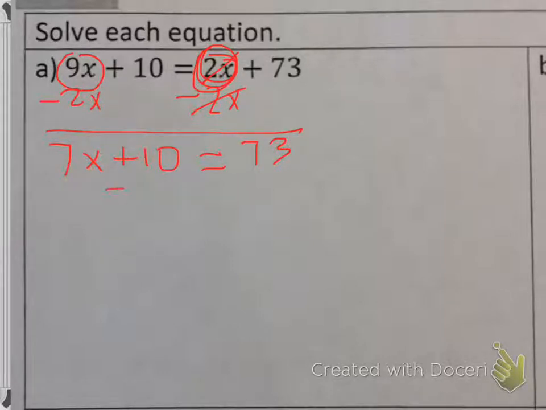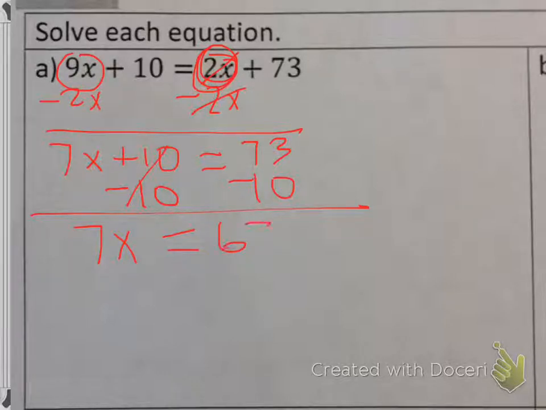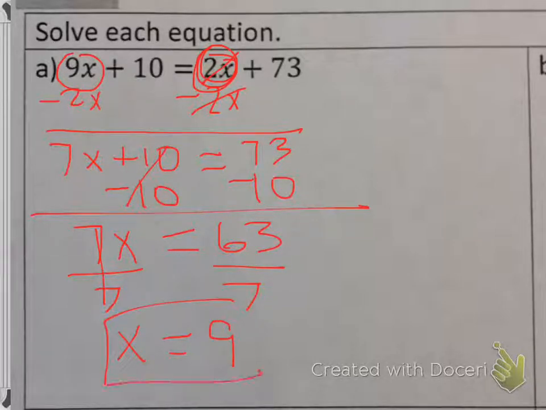So I need the 7x by itself, so I have to get rid of the 10. To get rid of the 10, I undo it by subtracting it to the other side. So here I have 7x, the 10's are gone because they add to be 0, and over on the other side, 73 minus 10 is 63. Last step, 7 times x. To get rid of a 7, I'm going to divide because it was multiplied. It divides out to be 1x right here. I don't have to show the 1 in front of the x. And then 63 divided by 7 is 9. So my solution is x equals 9.